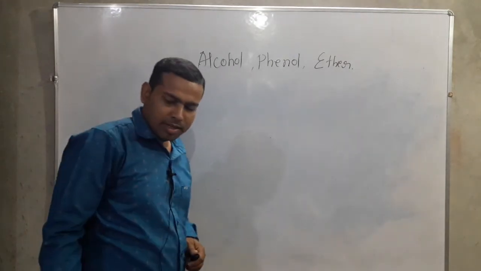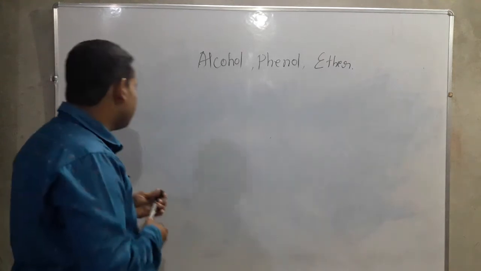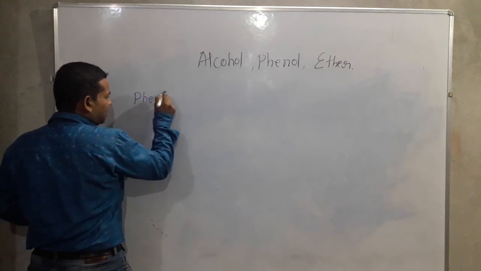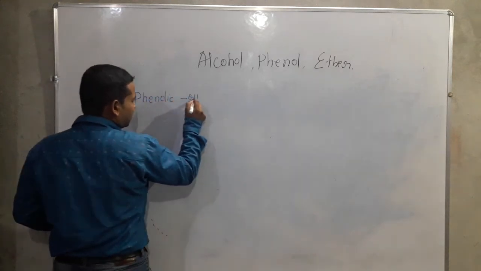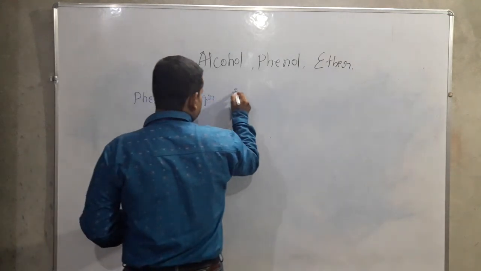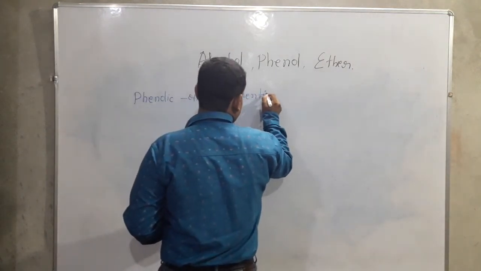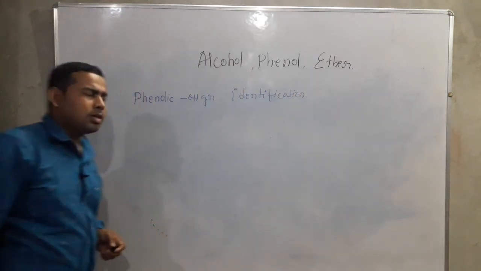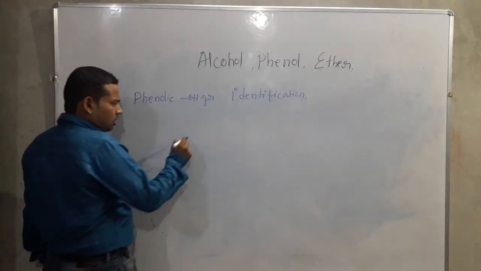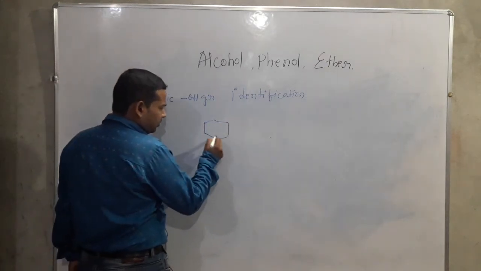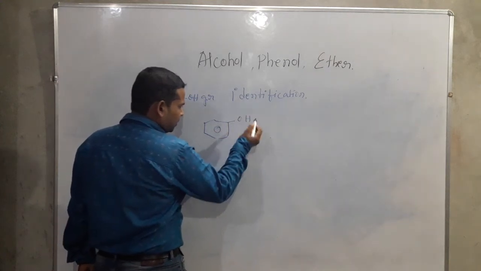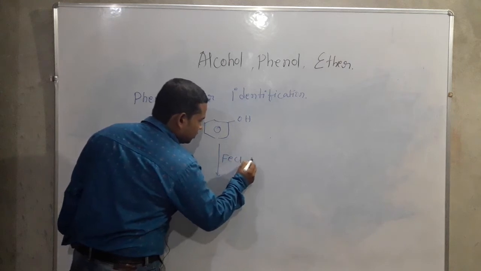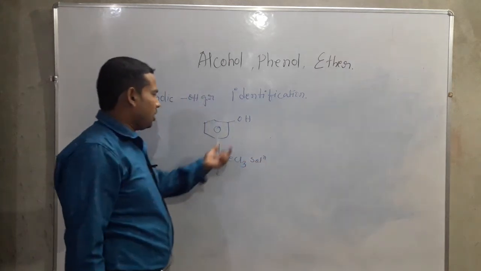Next, phenolic OH group ionization test. What? Phenolic OH group identification. So how will you identify a phenolic OH group? This is a phenolic OH. You will add FeCl3 solution. What? FeCl3 solution. So what happened?